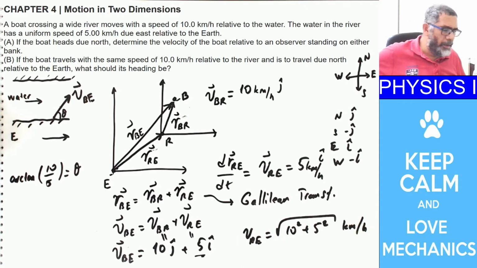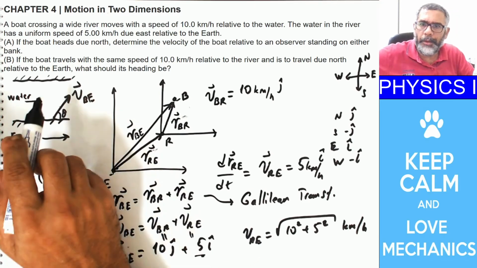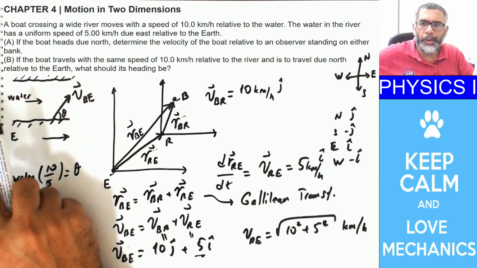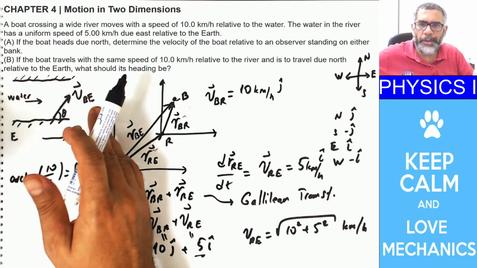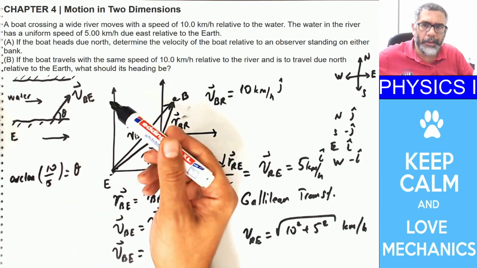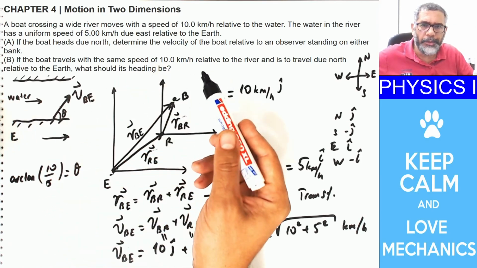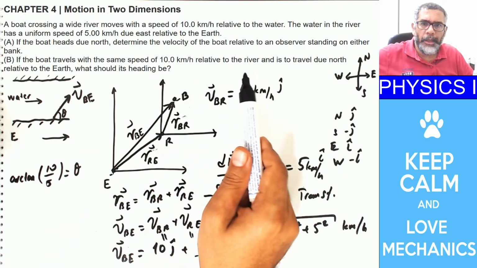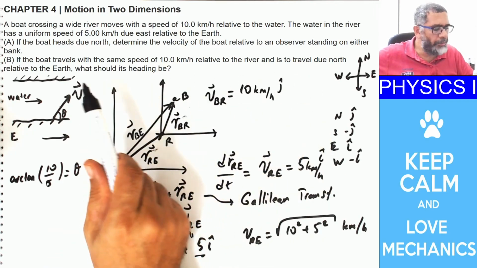Okay. So this is the answer for part A. And for part B, the question is: if the boat travels with the same speed of, again, 10 kilometers per hour relative to the river, which was the case, and is to travel due north relative to Earth.